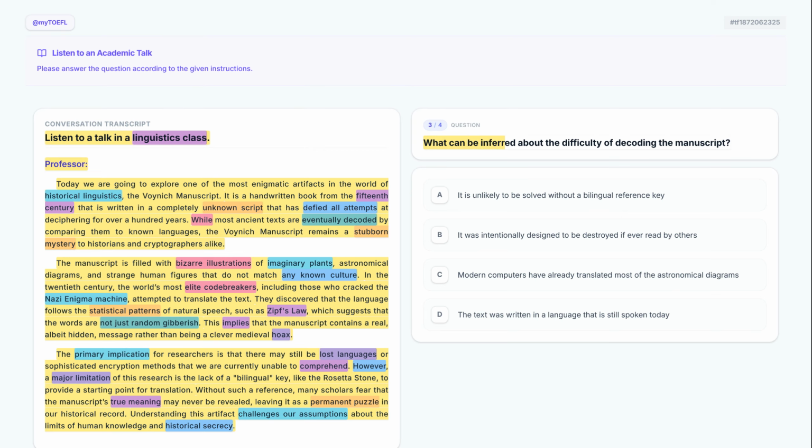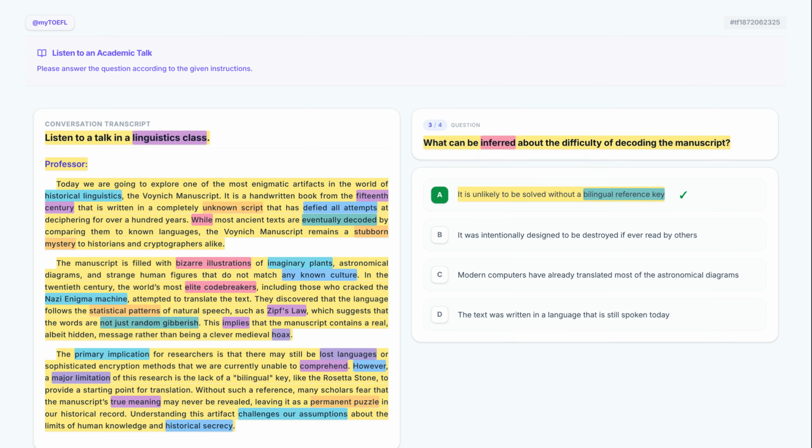What can be inferred about the difficulty of decoding the manuscript? This inference question asks us to draw a conclusion about why decoding is so hard. We must look for the roadblock the professor emphasized. Let's analyze option A. It is unlikely to be solved without a bilingual reference key. The professor mentions the lack of a bilingual key and fears the meaning may never be revealed without it, making this the most logical inference.